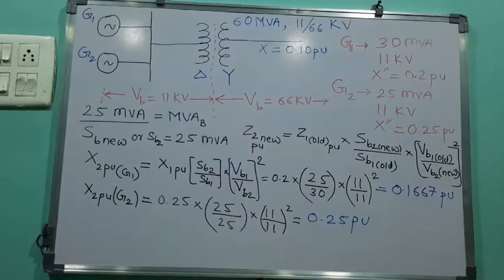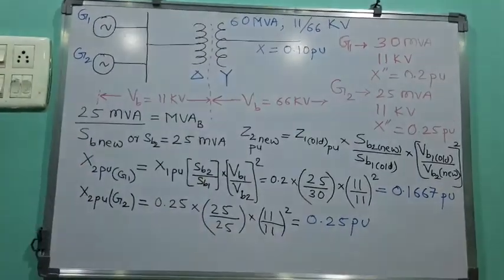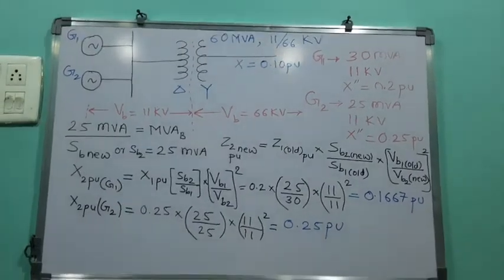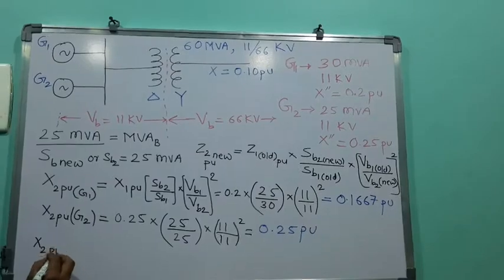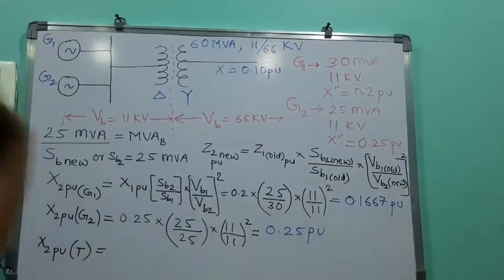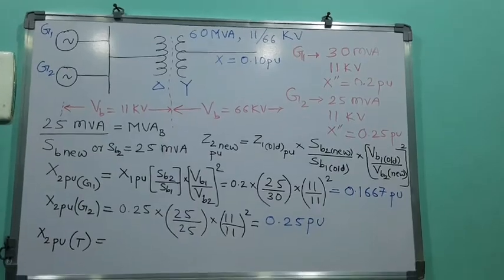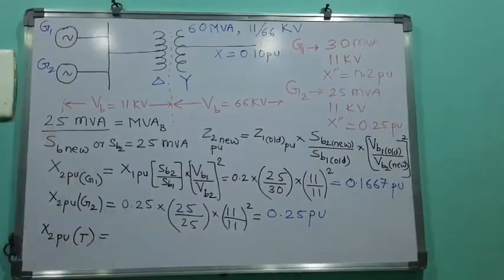Now, the last part is you have to calculate for the transformer. Again the formula is the same, but this is x2 per unit for the transformer. If it is a transmission line, then the formula differs. So I will tell you later on.